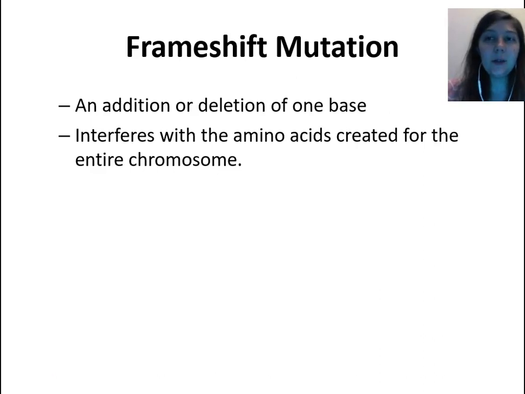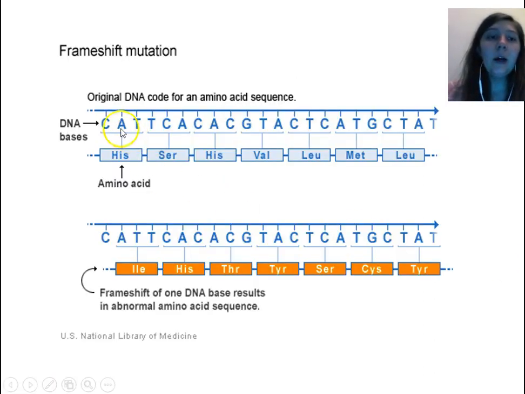Our second type of gene mutation is a frame shift mutation. So this is when we get an addition or a deletion of one base, so a base is added or removed, and it interferes with the amino acids created for the entire chromosome or for that entire gene or mRNA transcript. So you see here, we get a whole shift in every codon. So instead of starting at C, we're going to start with ATT, and every amino acid after that change is going to be different. So this protein definitely is not going to be functioning.